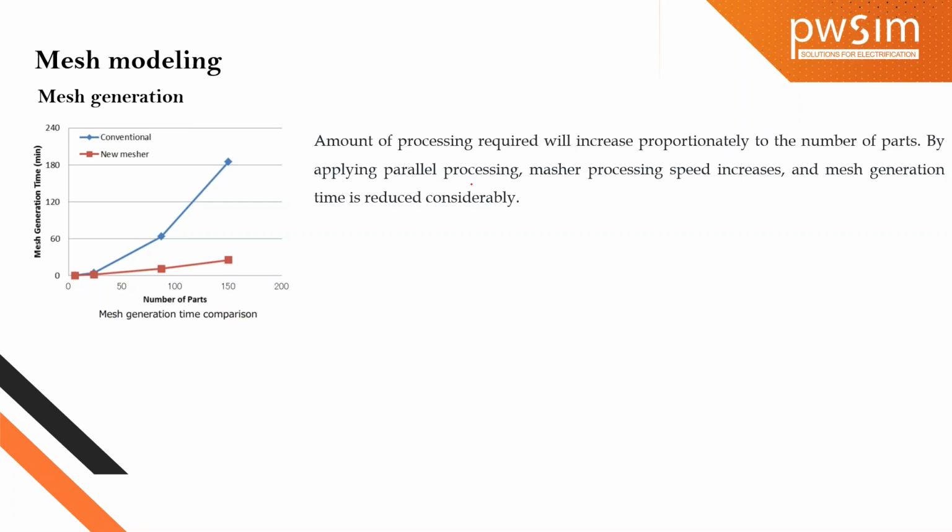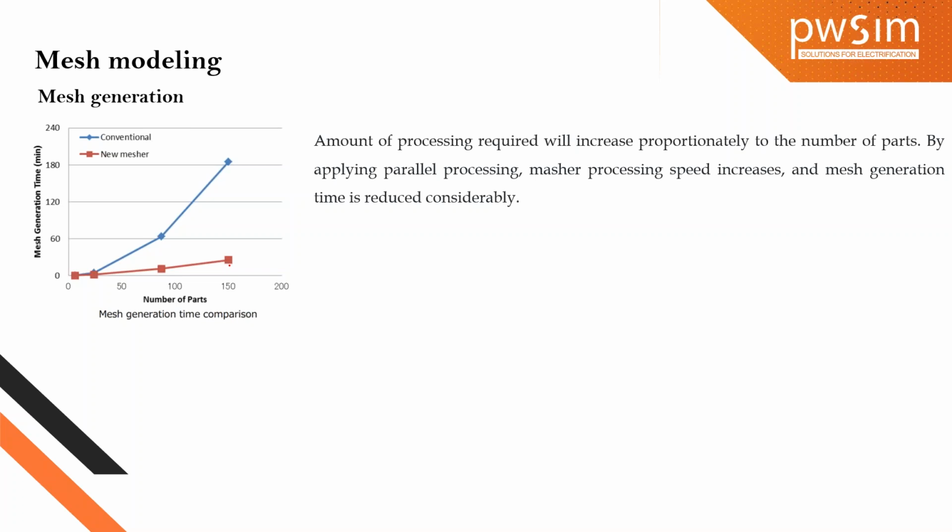So the conventional one is taking almost 180 minutes to generate mesh for 150 parts. But in the new mesh technology developed in the latest version by JSOL Corporation Japan, the mesh generation time is reduced to almost 30 minutes. So it is much faster to mesh 150 parts.